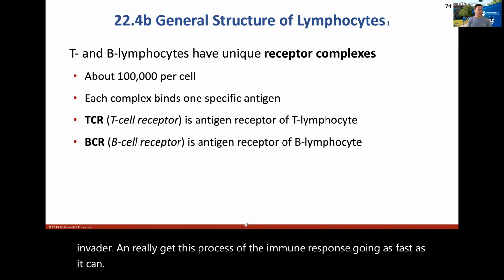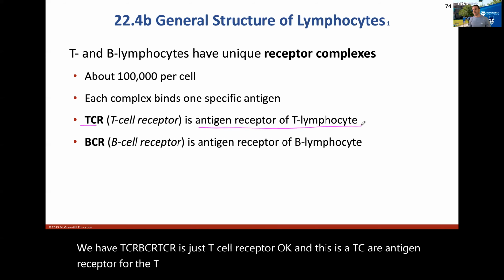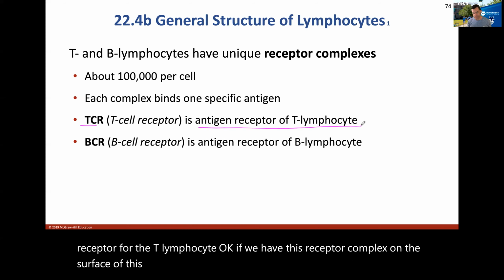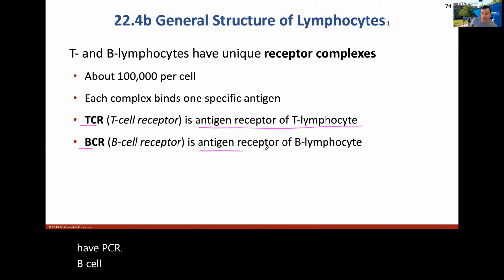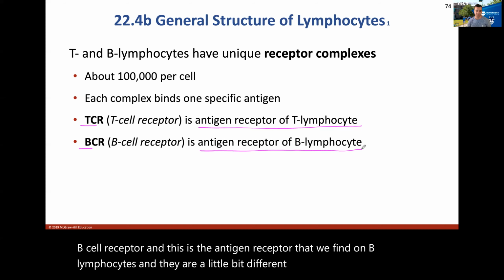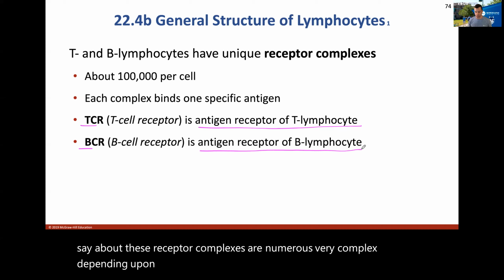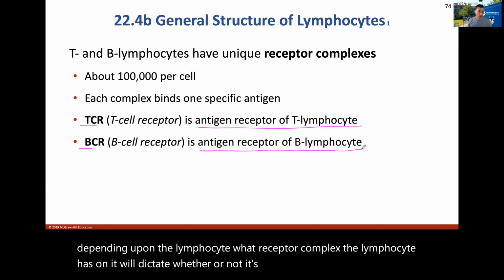We have TCR and BCR. TCR is just T cell receptor, okay? And this is the antigen receptor for the T lymphocyte. If we have this receptor complex on the surface of this lymphocyte, it's going to be a T lymphocyte, okay? We have BCR, B cell receptor, and this is the antigen receptor that we find on B lymphocytes. They are a little bit different, but that's really all I want to say about it. These receptor complexes are numerous and very complex, and which receptor complex the lymphocyte has on it will dictate whether it's going to become a T cell or a B cell.